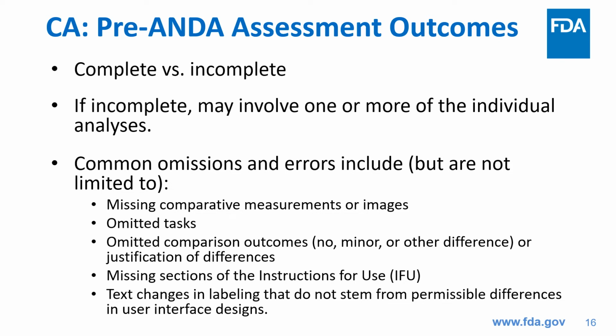So when you've done your comparative analysis, there are 2 outcomes. It can either be complete or incomplete. If the analysis is deemed incomplete, it may involve one or more of the individual sections recommended in the guidance. Some of the common omissions and errors that we see include missing comparative assessments or images, omitted tasks, omitted sections of the IFU, or changes in labeling that are not permissible under the regulations.